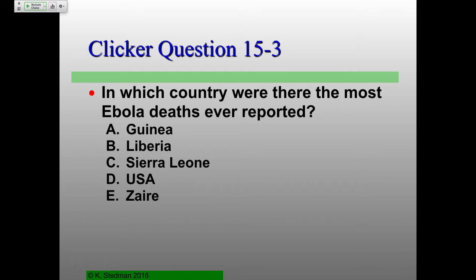Okay, these are easy. In which country were the most Ebola deaths ever reported? Guinea, Liberia, Sierra Leone, USA, or Zaire? D. We want D. We want D.